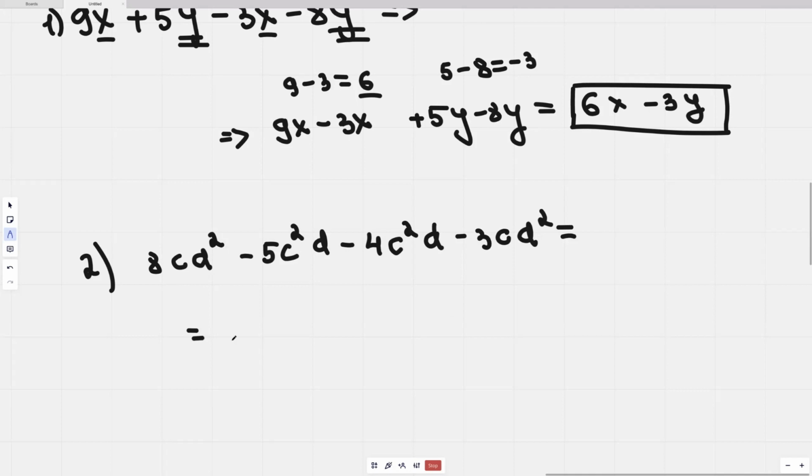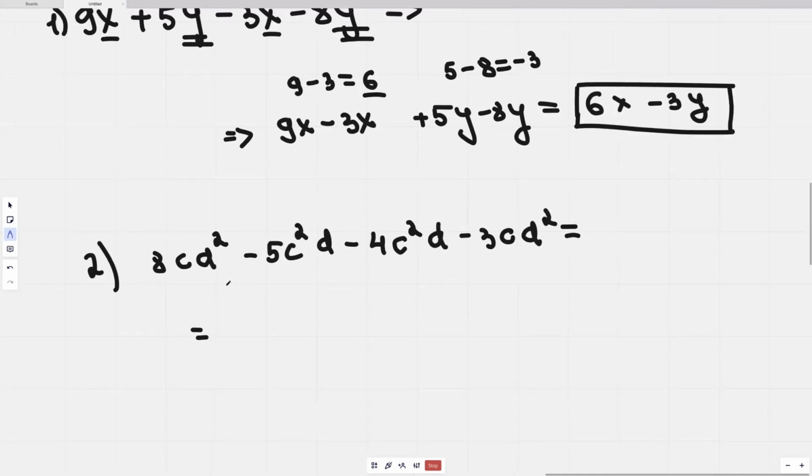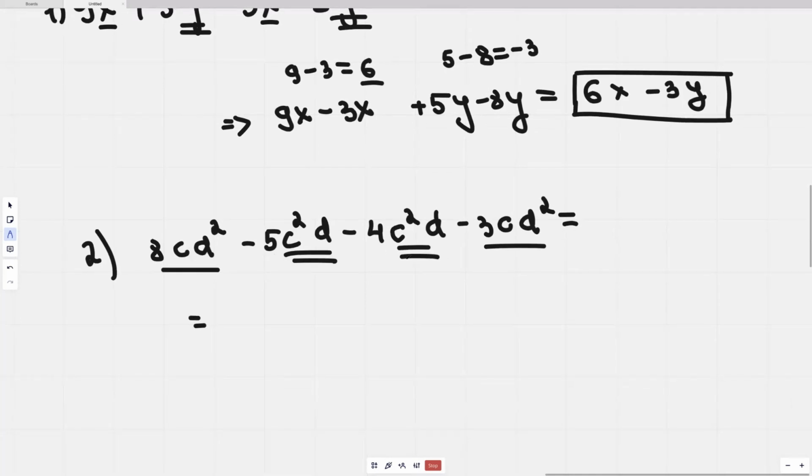So again, the first rule is finding the like terms. The CD squared in the first term and the CD squared in the last term are like terms, because CD squared is not equal to C squared D. Here we have C squared D again, but the last term is CD squared, which is equal to the first term. So they are like terms. The second pair is C squared D and C squared D. So we have two like terms.